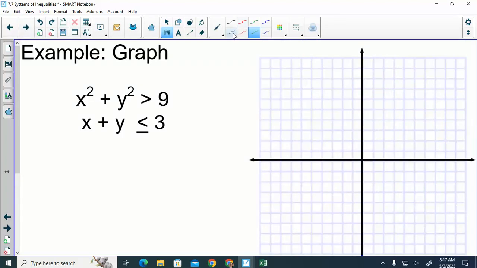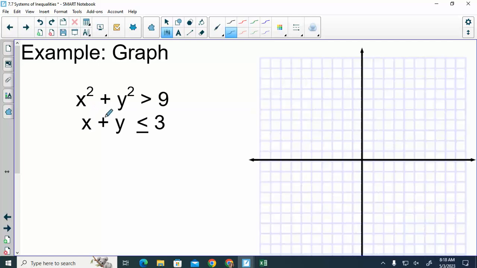Let's look at some more. So let's do some non-linear ones. X squared plus y squared is greater than 9. You guys know what that's going to look like?